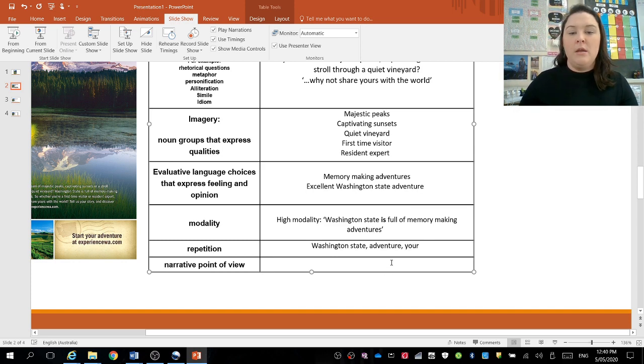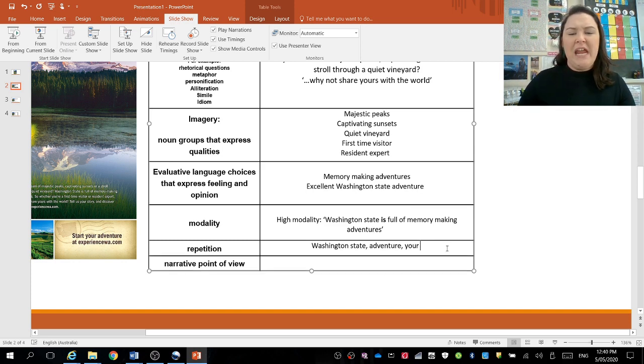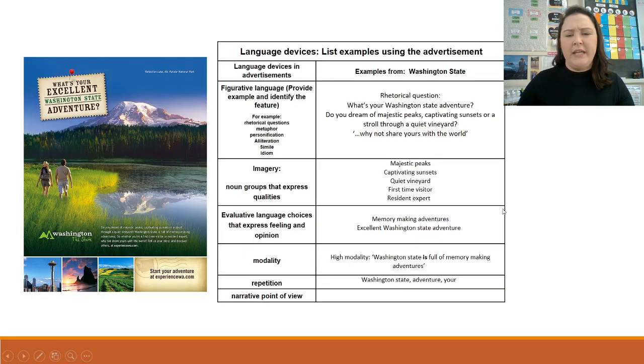There we go. Washington State adventure, your. If you think about it, think about those particular keywords there and what is significant about them. Because if you think about the purpose of the advertisement, yeah, they want you to travel there, but they want you to share your Washington State adventure. So isn't it interesting they use those keywords to repeat? Maybe because they're trying to achieve an objective there.